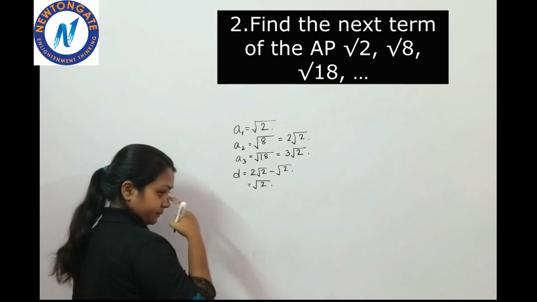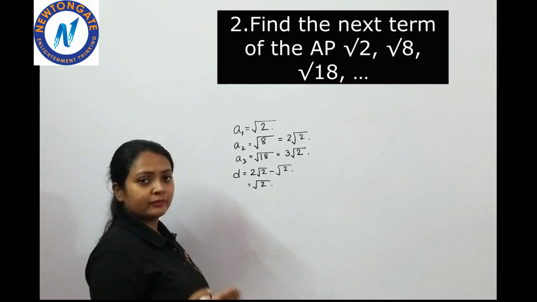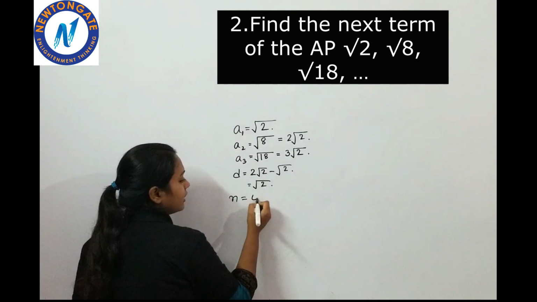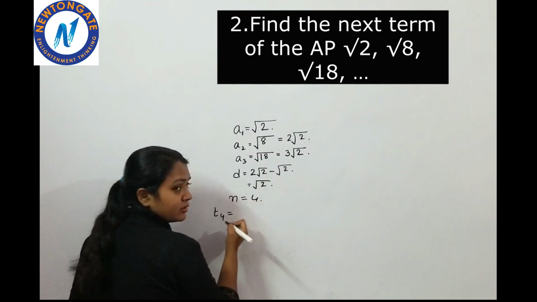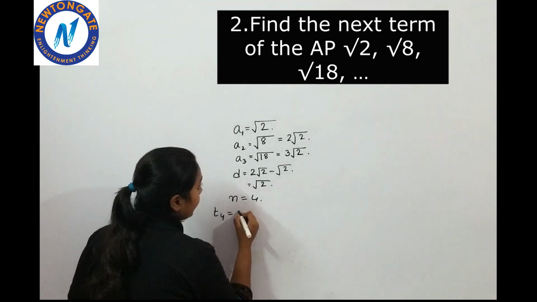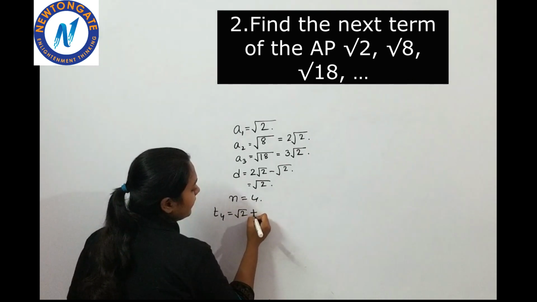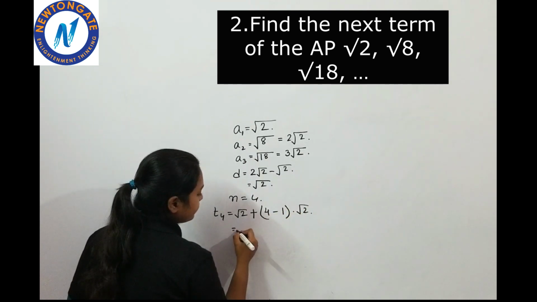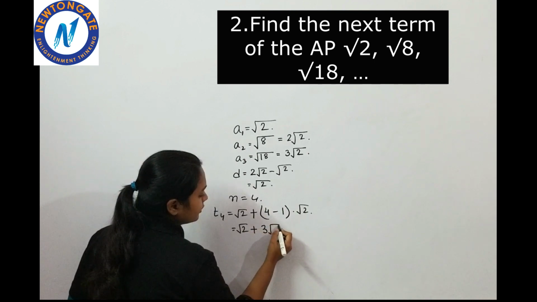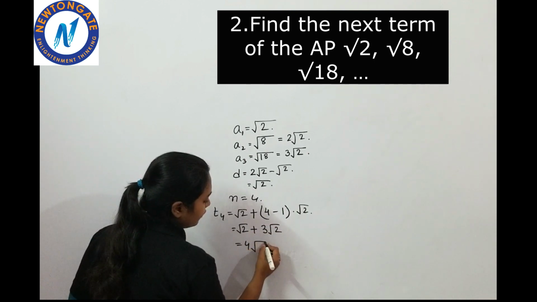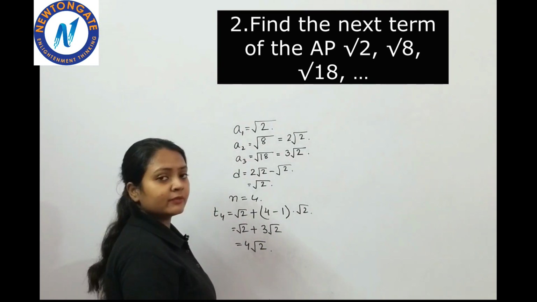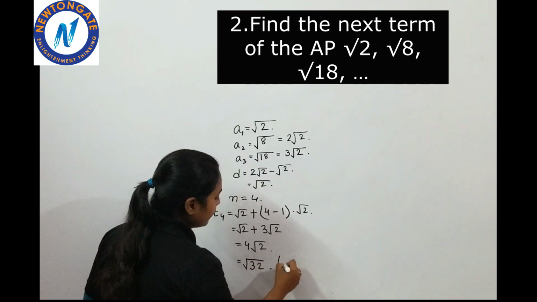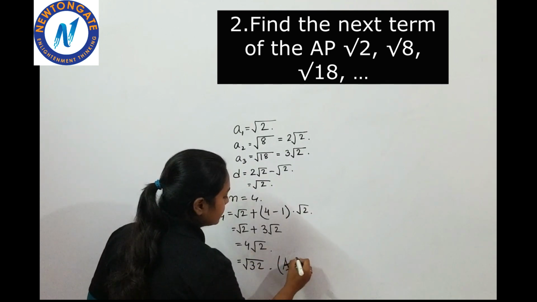Then we again use the formula Tn, right? And here n is 4. Then T4 equals to A. A means root 2 plus n minus 1 into root 2. That is root 2 plus 3 root 2 and that is 4 root 2. We can express 4 root 2 as root 32 and that is our answer of the second question.